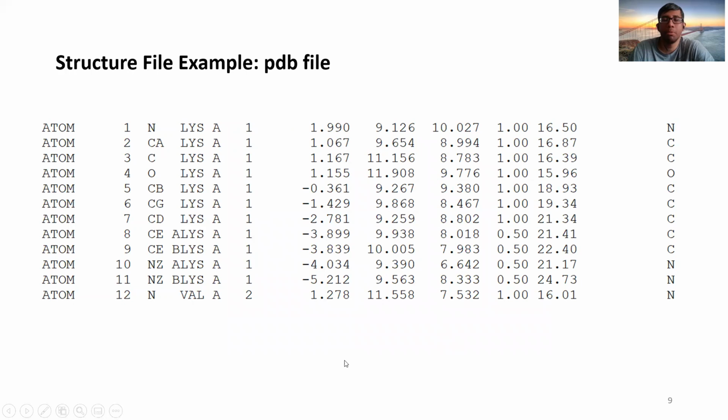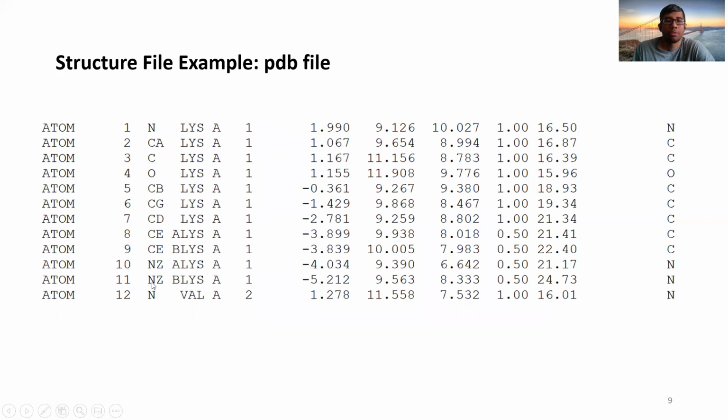If it comes to a PDB file, let's say for a protein, it's actually an extract from a protein PDB file. You can see that it will show so much information. For example, it will show the indexes of the atoms. You can see that there are 12 atoms here. It will show there are nitrogen, carbon, oxygen, and what kind of carbons are there.